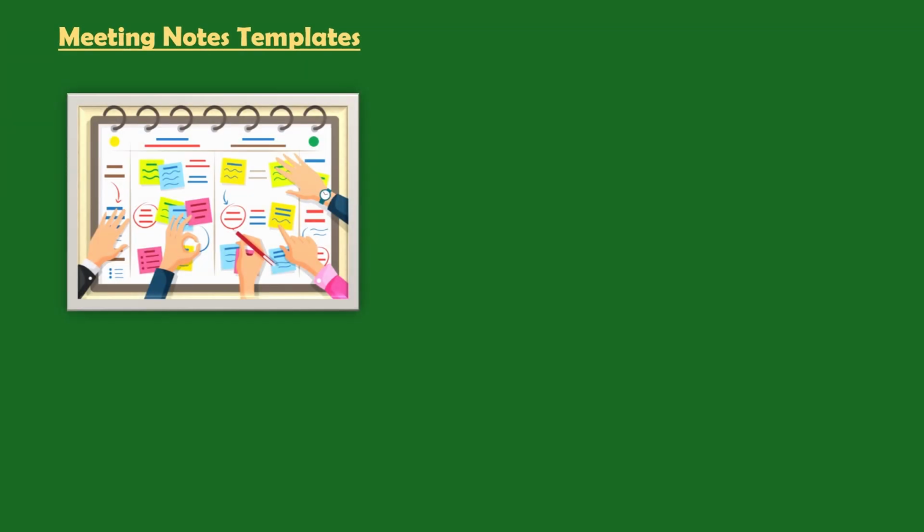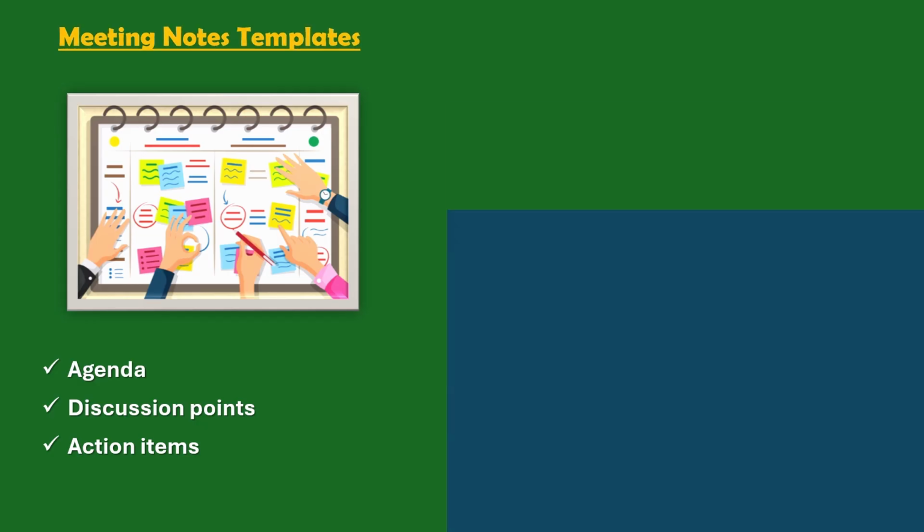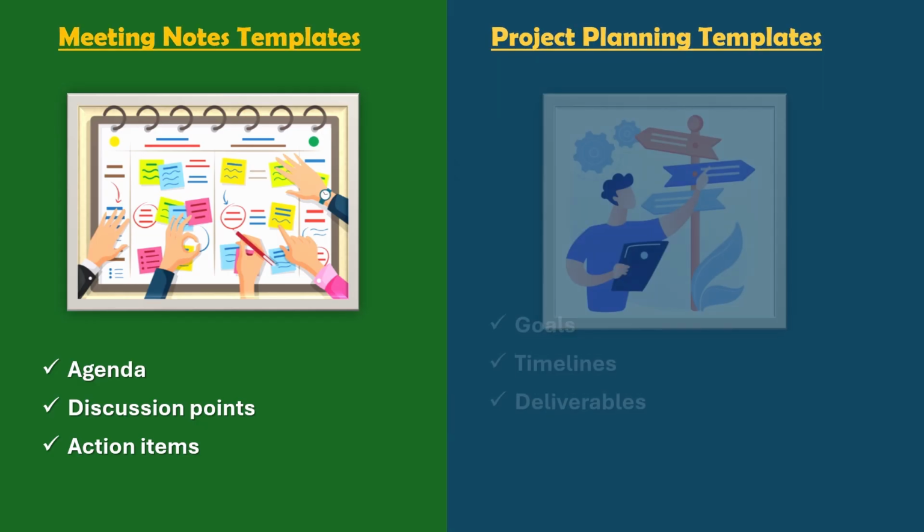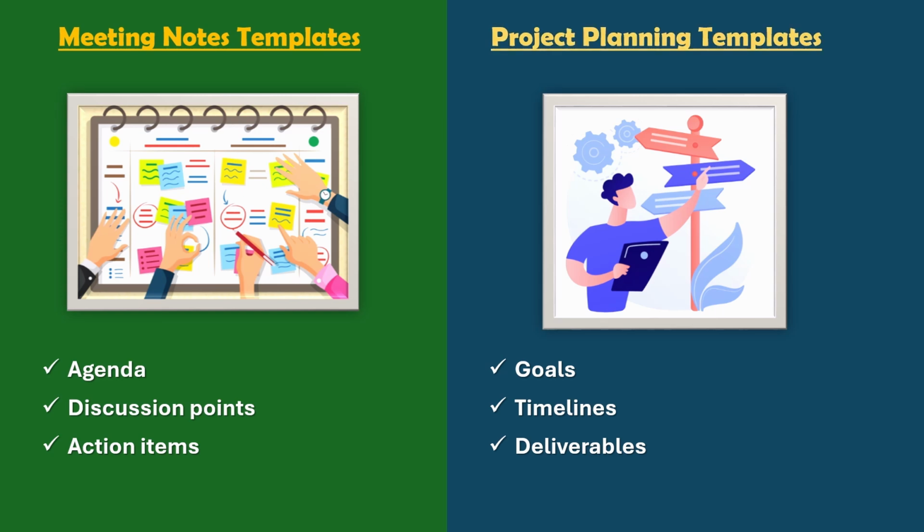We have meeting notes templates that ensure meetings are documented consistently. That includes agenda, discussion points, and action items. Then we have project planning templates that help in aligning the teams before execution. We have goals, timelines, and deliverables. Then retrospective templates tell what went well and what didn't. This encourages continuous improvement.